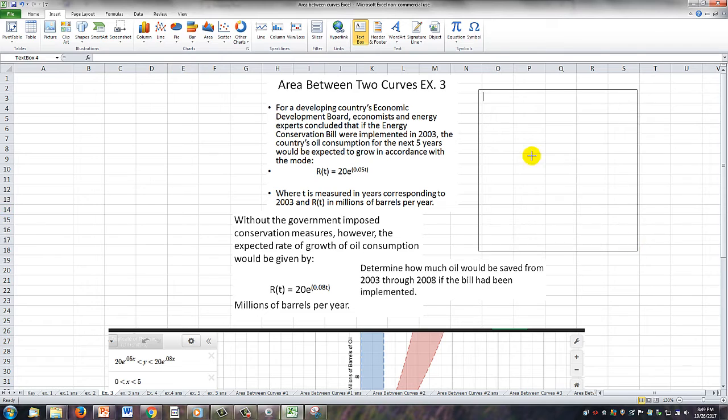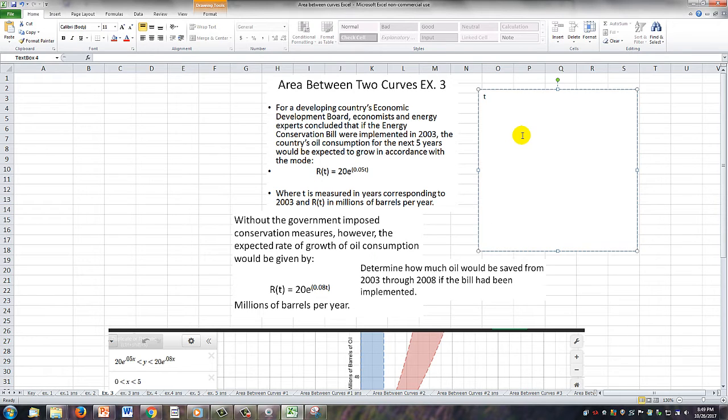The part that's really important is to understand your variables. So t is equal to years corresponding to 2003, so years since 2003. And then R of t is in millions of barrels per year. So that means the antiderivative of R of t is in millions of barrels.